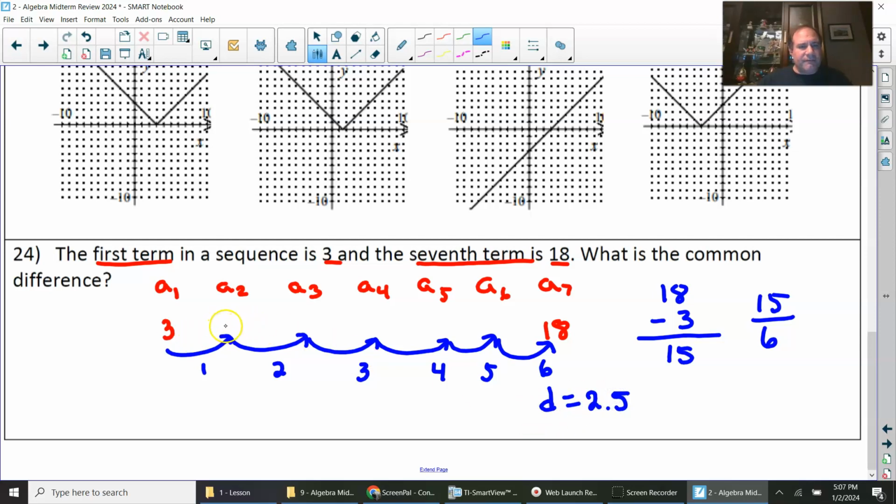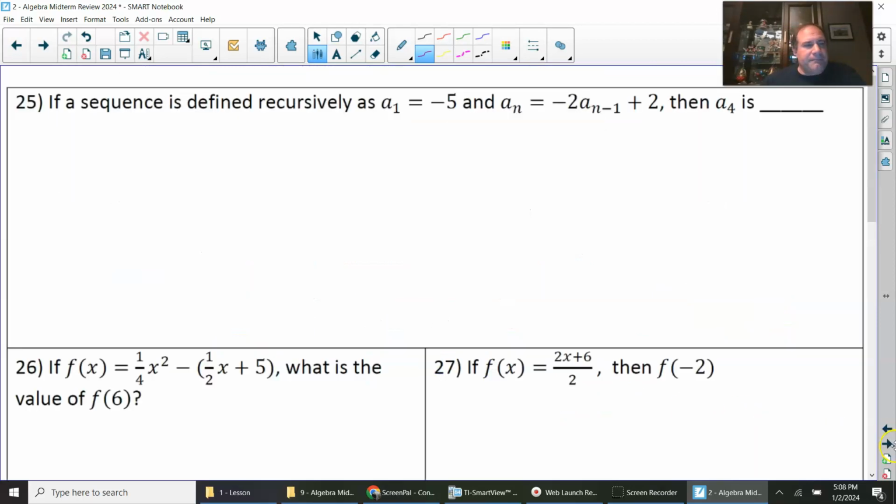And if you add 2.5 to 3, 4, 5, so this is 5.5, 6.5, 7.5, 8, 9, 10, 10.5, 11.5, 12.5, 13, 14, 15, 15.5, 16, 16.5, 17.5, 18. Do you see 2.5 is like that's the common difference? So that's how that works right there.